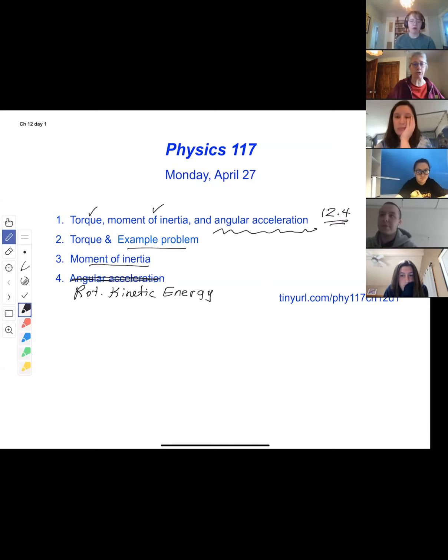We just spent 2 chapters talking about energy approaches to solving problems, and it turns out for rotation problems, the energy approach is actually pretty straightforward for solving problems.